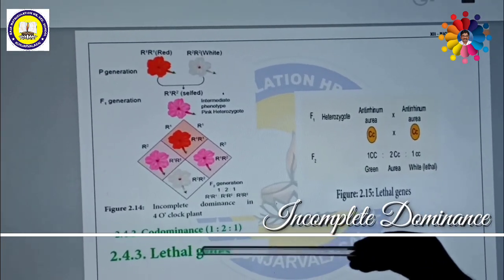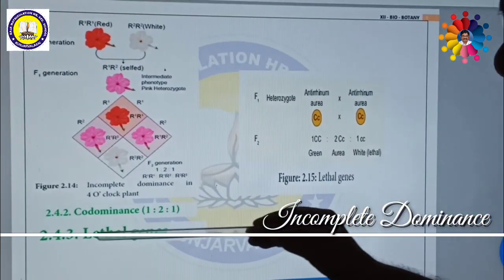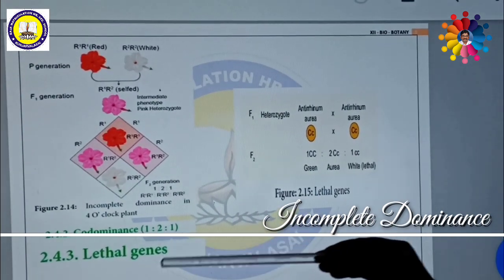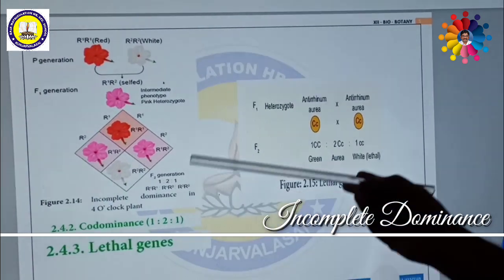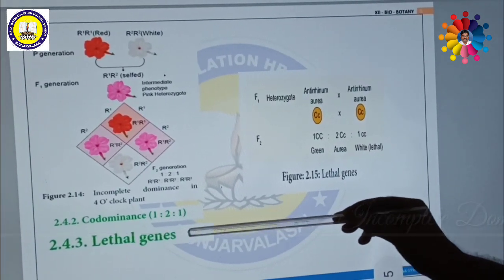Next we shall see about lethal genes. I shall explain lethal genes at last. Already I told you what lethal genes are. Lethal genes are genes having an allele which has the potential to cause death of the organism.